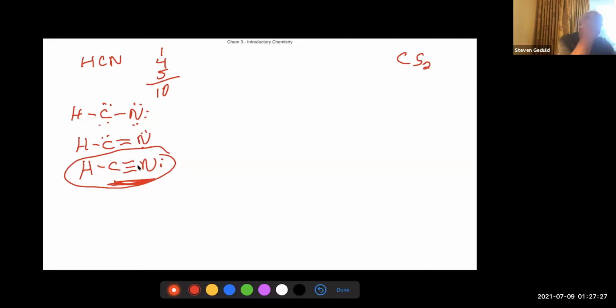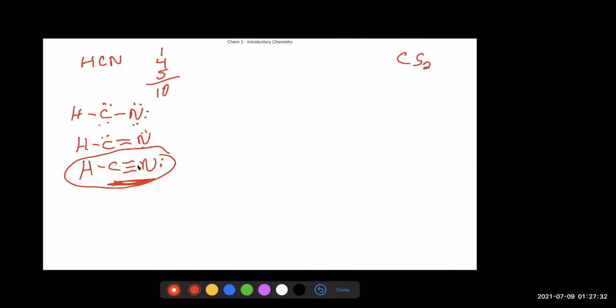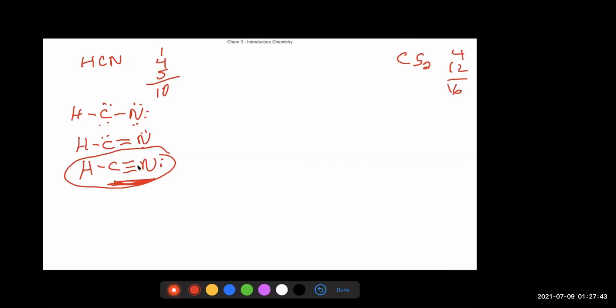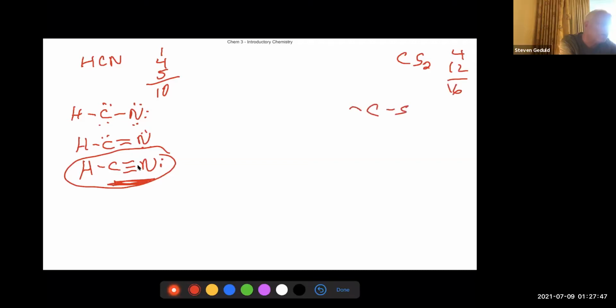Okay, CS2. Carbon has 4 electrons. Sulfur has how many? 6. So 4 plus 12 is 16 valence electrons. Okay, what goes in the center? Carbon. Perfect. Draw a line to sulfur, draw a line to sulfur, and make everything have 8.